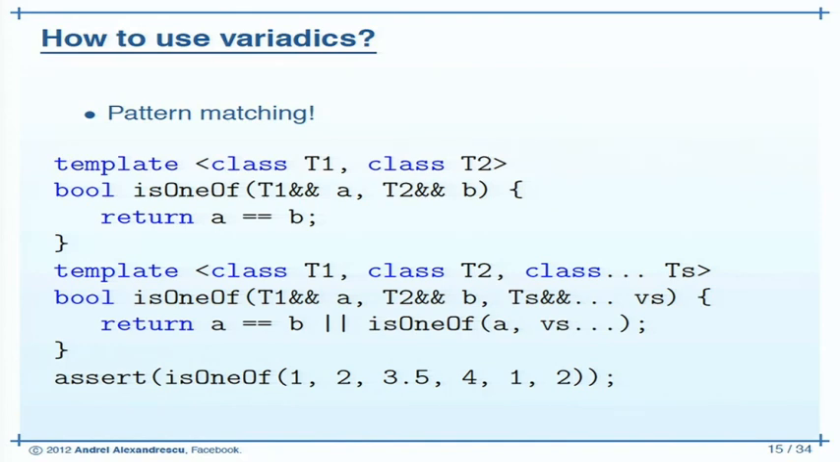Just as an example, assert is_one_of 1, 2, 3, whatever. It's going to compare 1 against 2, then 1 against 3.5, 1 against 4, and finally it's going to compare 1 against 1, and it's going to succeed. As you know, today's compilers have gotten very good at inlining and whatnot. So after the dust settles, this is going to be really just a lot of comparisons and jumps. I actually looked at it. It is efficient. However, don't get confused. This is not recursion.